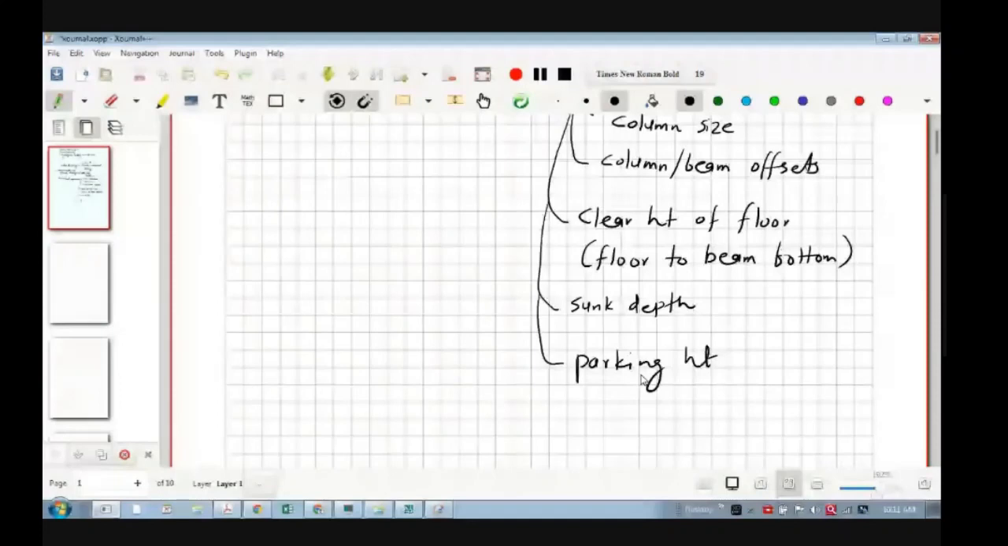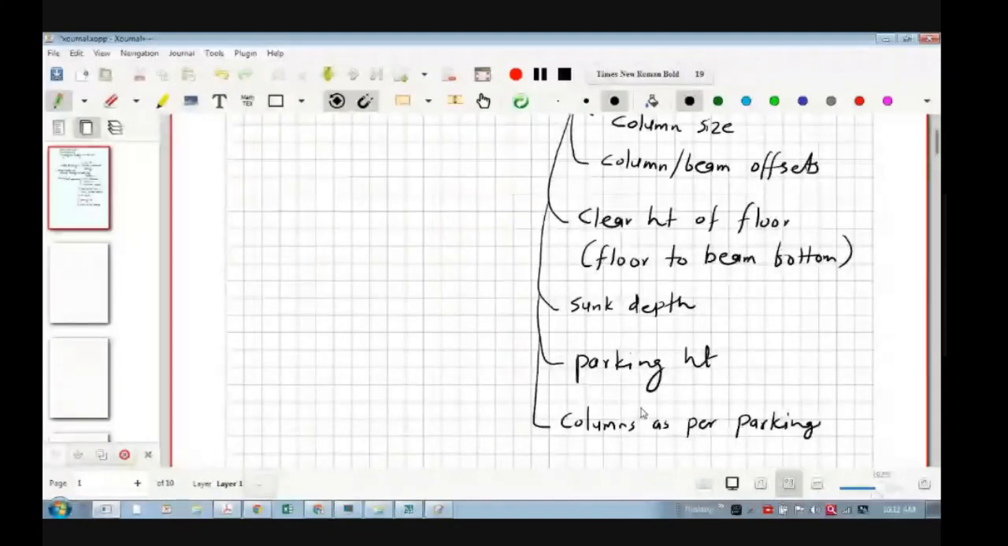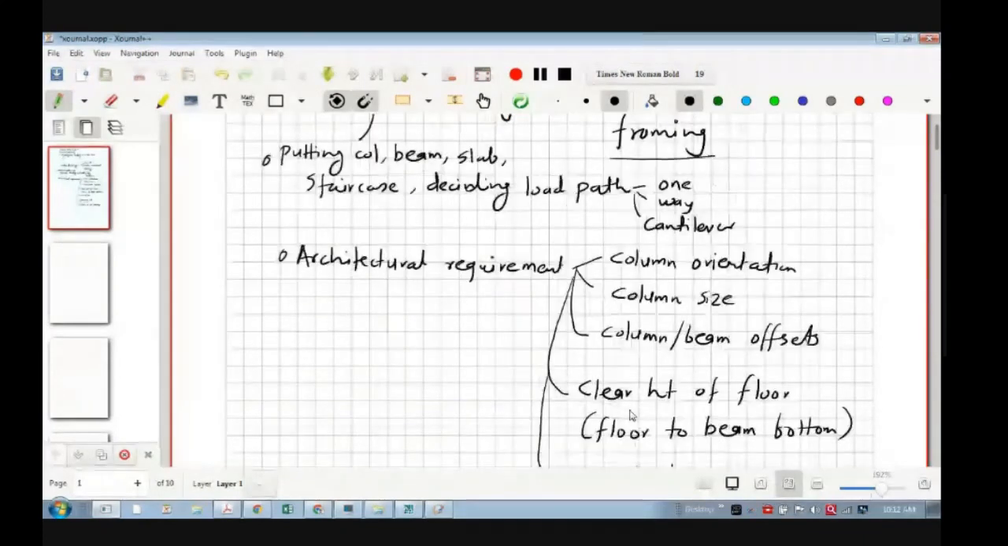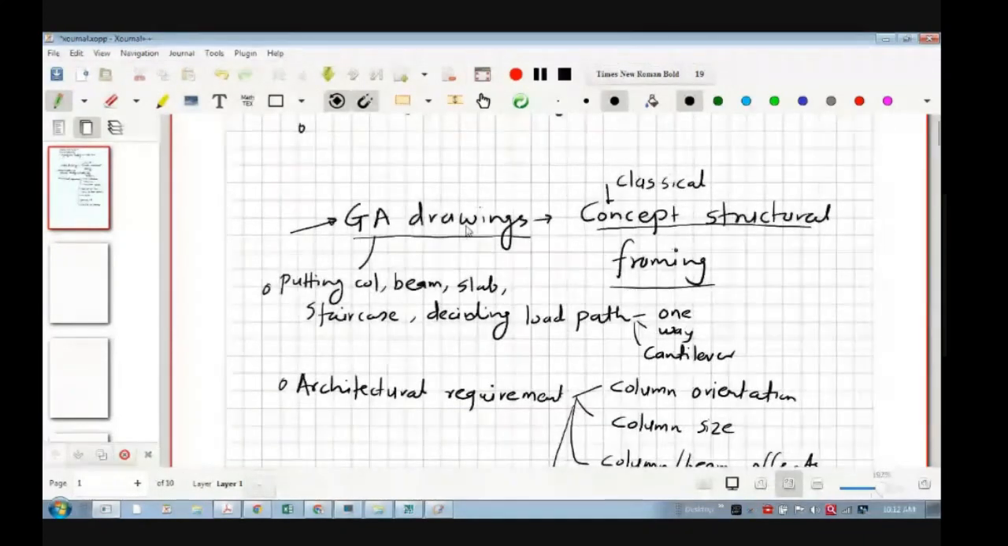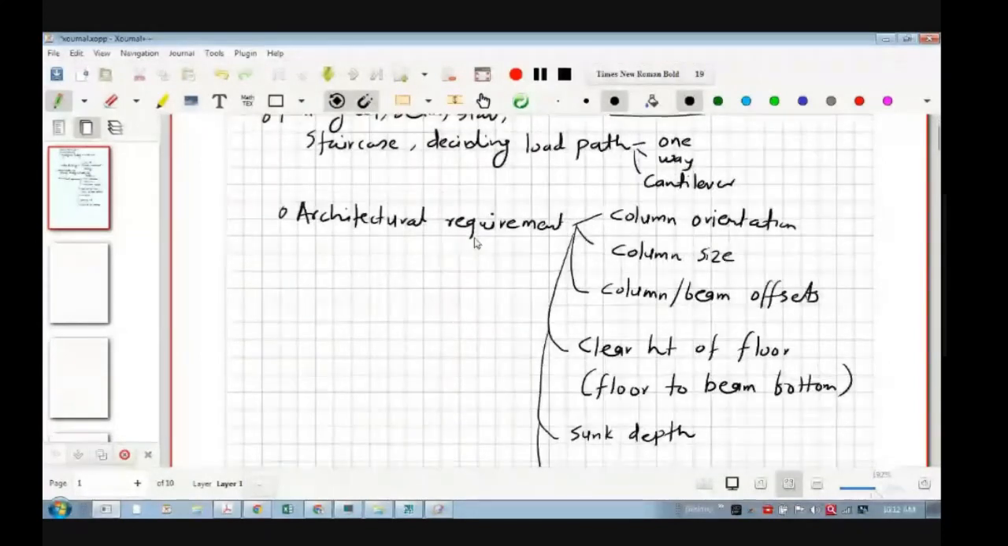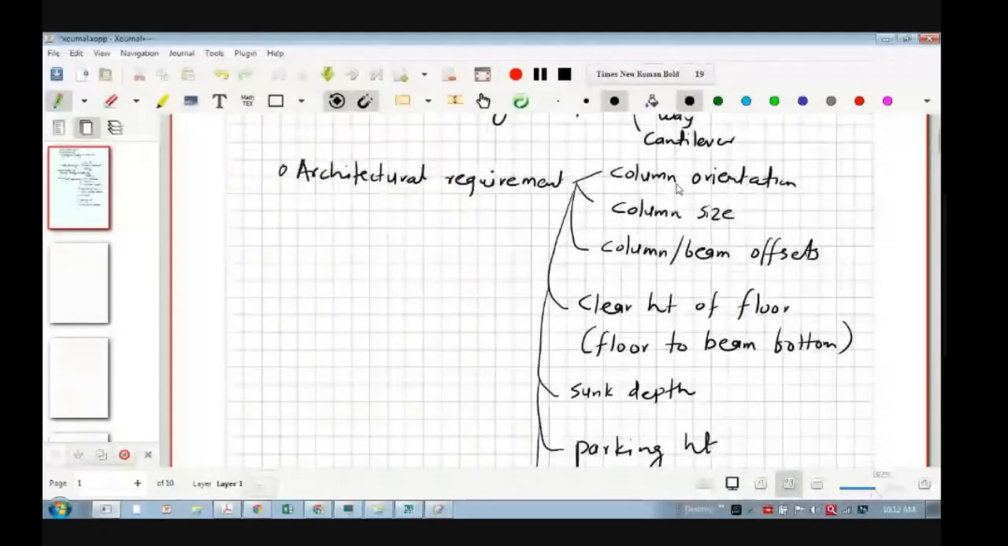Then columns as per parking. So he will definitely be interested in more parking numbers, and then he will definitely check our column positions at parking level, and they should not obstruct much of the parking. So he will definitely expect to have more number of parkings. See, many times a column comes in between the parking. So these are the things. So architectural requirements: whenever we do the planning, concept structure framing or GA drawings, we put all these columns, beams, and within that we think of all these requirements. So what architects expect from us, we take care of that.